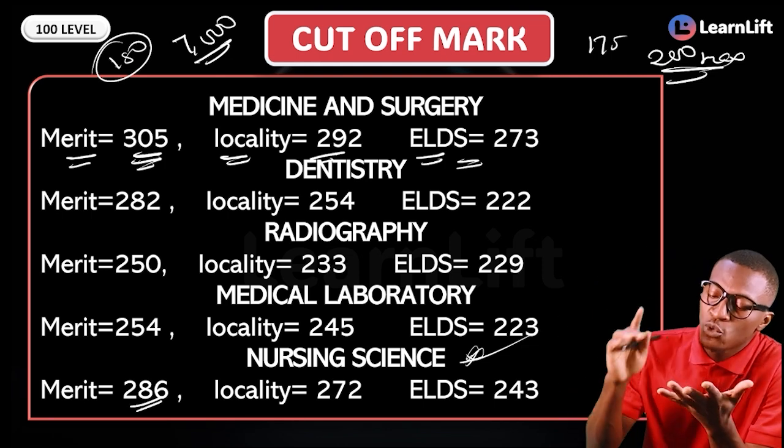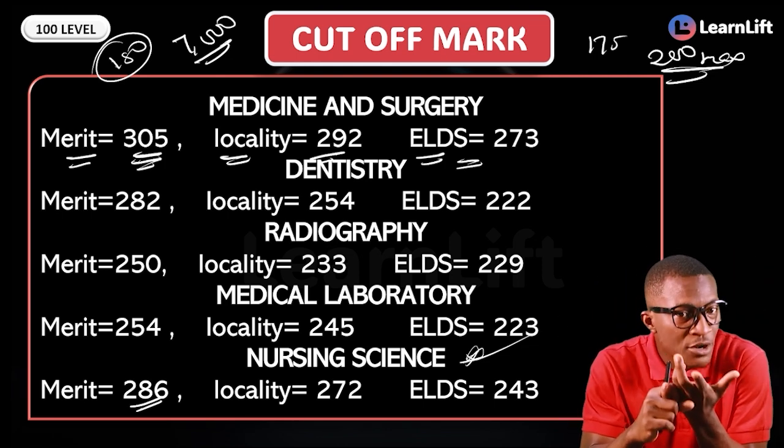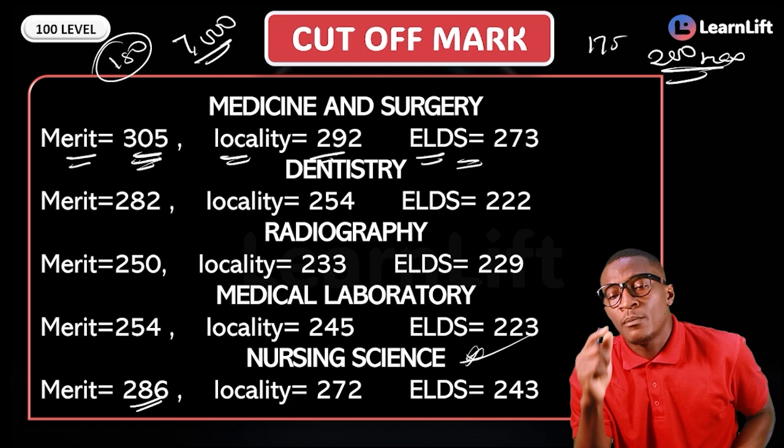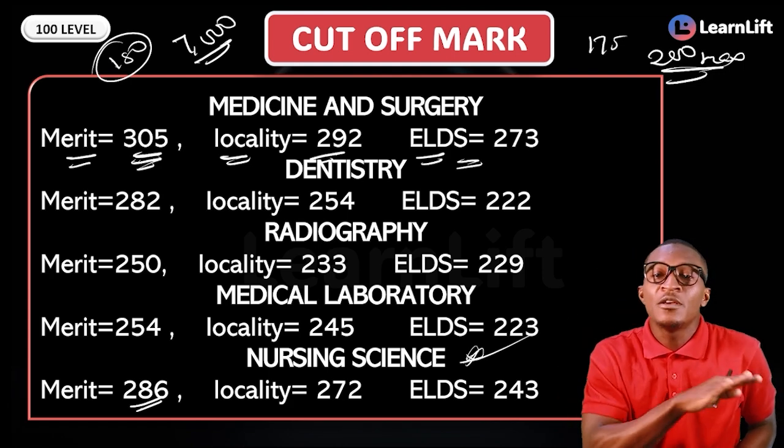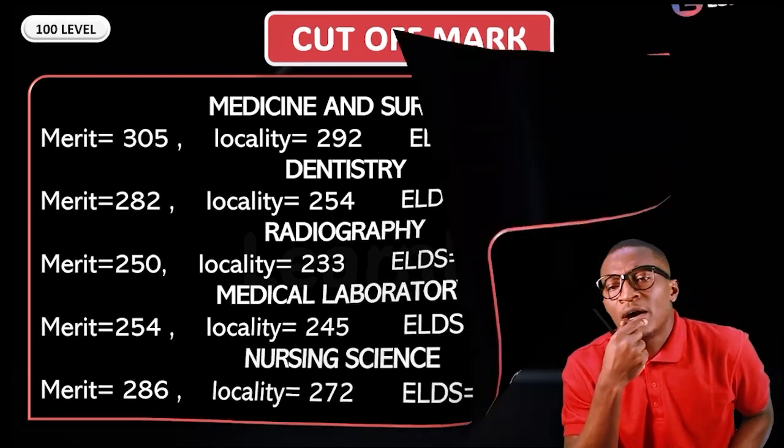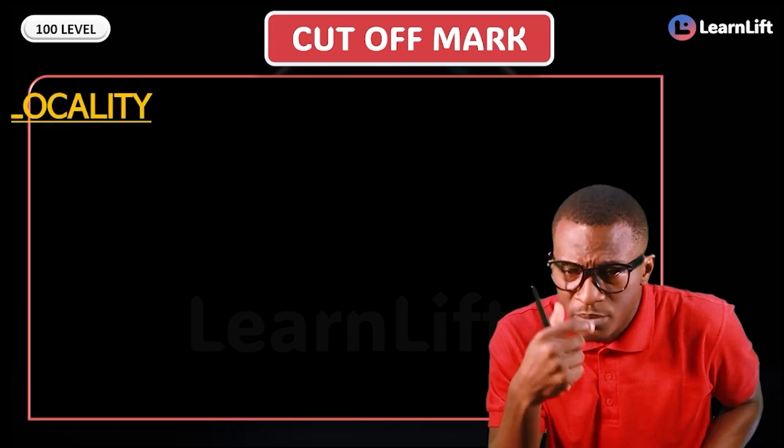Now from here, from the admission, we'll talk about the 3 T's in the cutoff mark. We'll talk about merit, we'll talk about locality, we'll talk about ELDS. Merit doesn't care where you are from. But let's talk about locality. When we talk about locality, what do we mean?